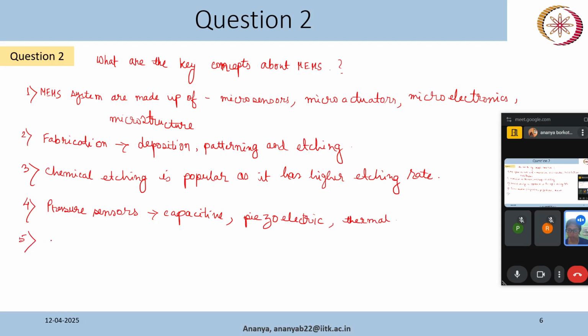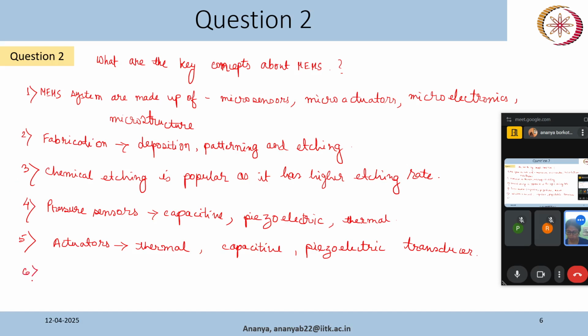And then there are three types of MEMS actuators that we have learned. That is thermal, which uses the thermal expansion of material to move something. Okay, and then capacitive, and then piezoelectric transducer. Okay. And so those are six pointers.